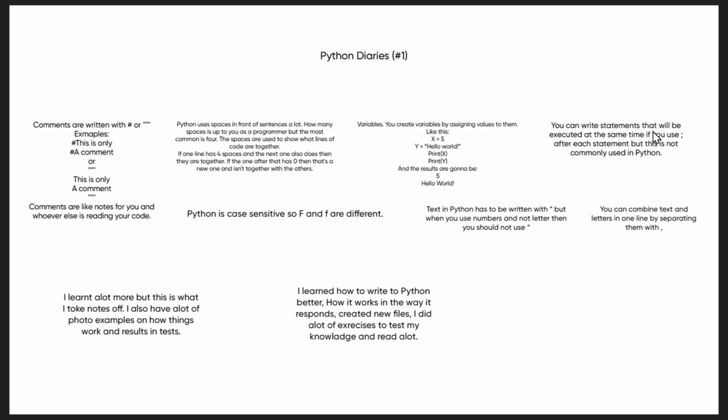You can write statements that will be executed at the same time if you use this symbol right here. But it's not very commonly used in Python. I don't really know why, because this seems like a good thing to do. Maybe not. I'm going to be learning about that in the future, I'm very sure. But it's definitely cool to know, even though it's apparently not very commonly used.